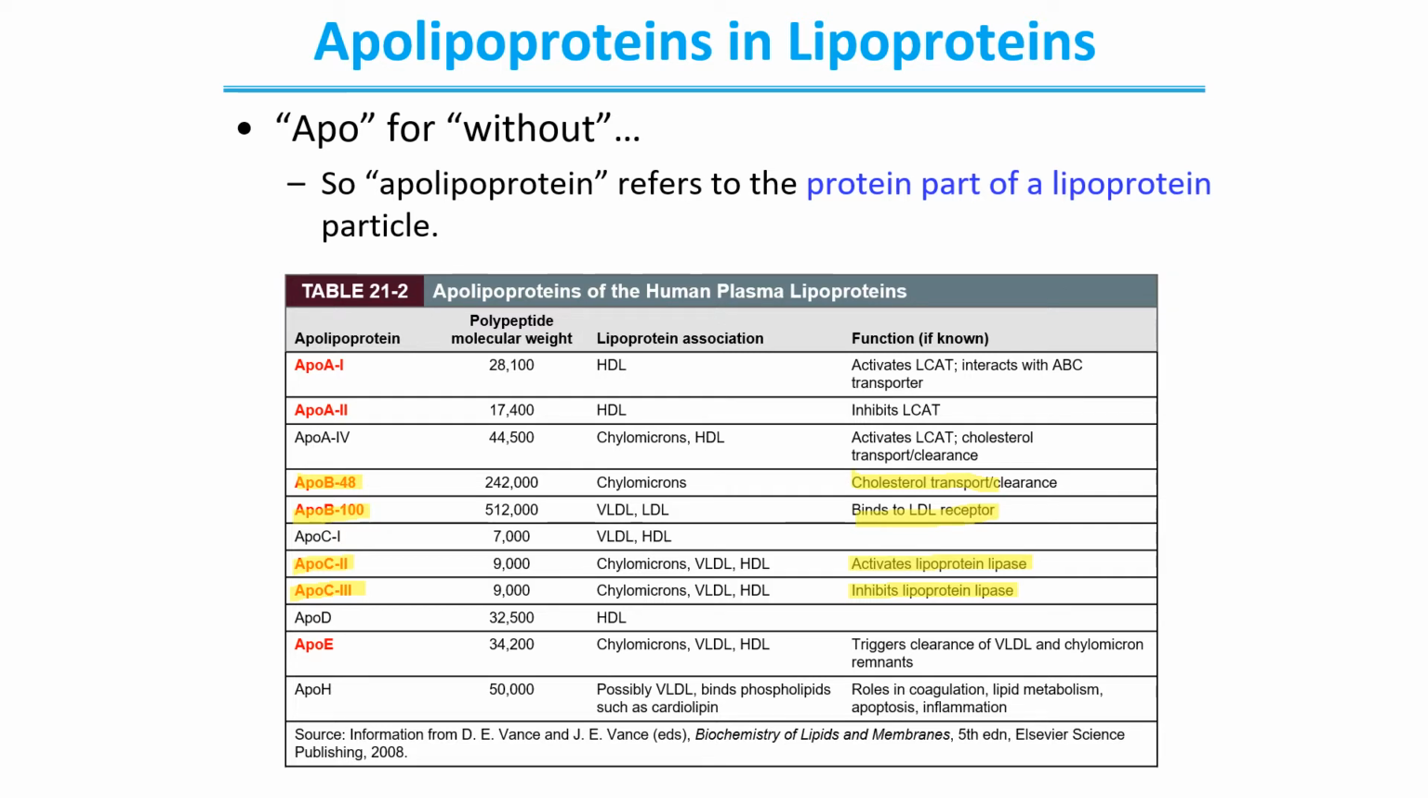ApoE is involved in the clearance of VLDL particles and the chylomicron remnants, whereas ApoA1 and A2 activate and inactivate an enzyme, LCAT.